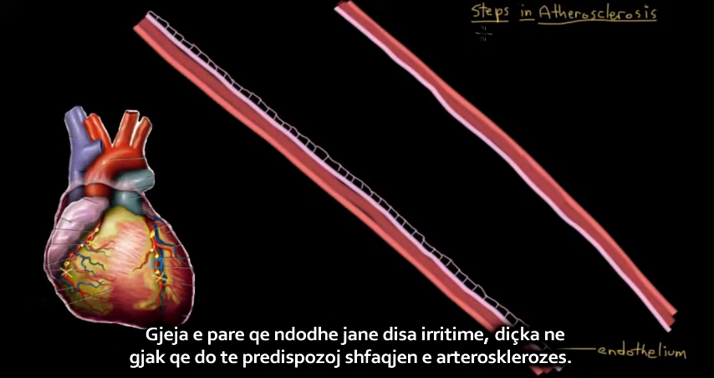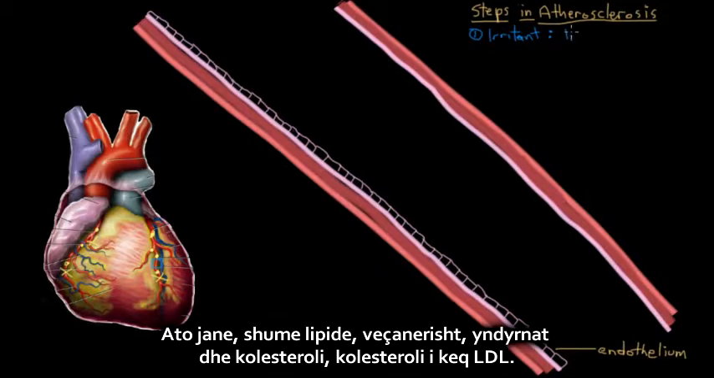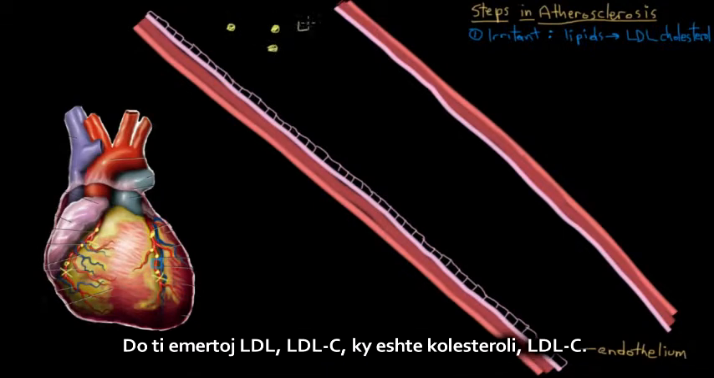Well, the first thing that has to happen is that there has to be some irritant present. Something in the blood that's going to predispose this atherosclerosis to happen. So what are some irritants? Well, things like too many lipids, so specifically fats and cholesterol, LDL cholesterol, the bad cholesterol. And let's actually put some of this cholesterol in the blood vessel so we can just see it really clearly. And I'll just label it LDLC, so you know this is cholesterol.